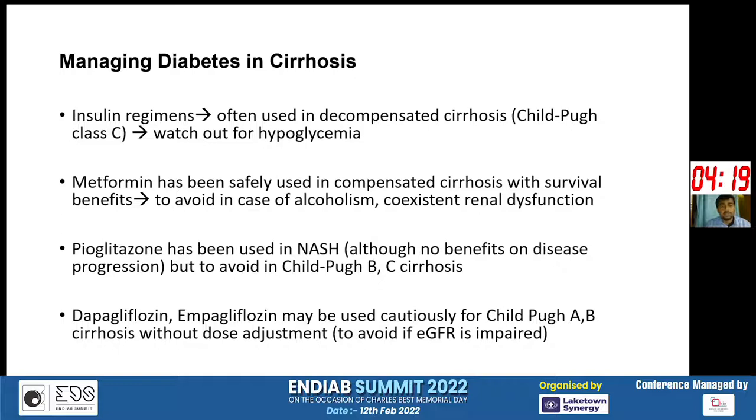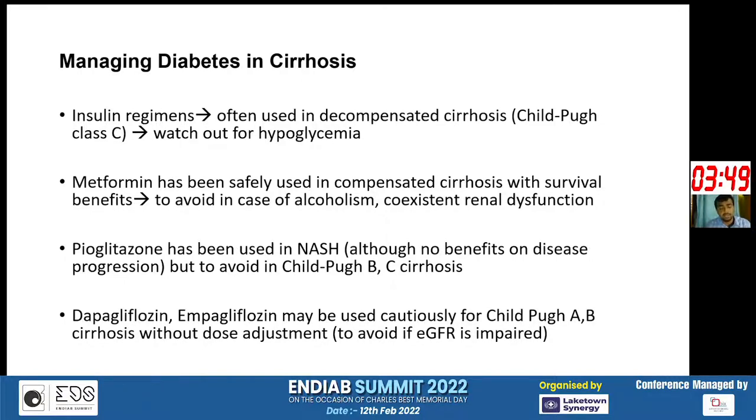Okay, sir. So insulin regimens are often used in decompensated cirrhosis, and we have to watch out for hypoglycemia. Metformin has been safely used with survival benefits. However, we have to avoid it in case of alcoholism and coexistent renal dysfunction. Pioglitazone has been used in NASH, but it is better to avoid in Child-Pugh B/C cirrhosis. However, it is important to note that pioglitazone did not show any benefits on disease progression in NASH.